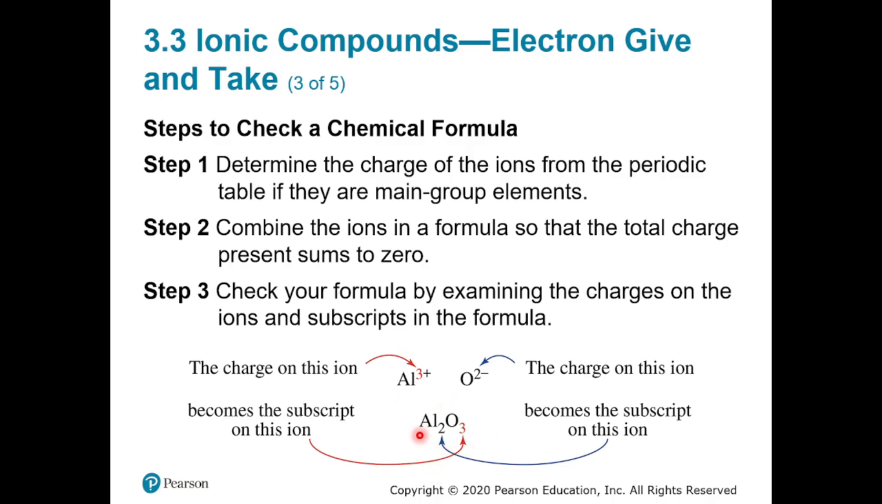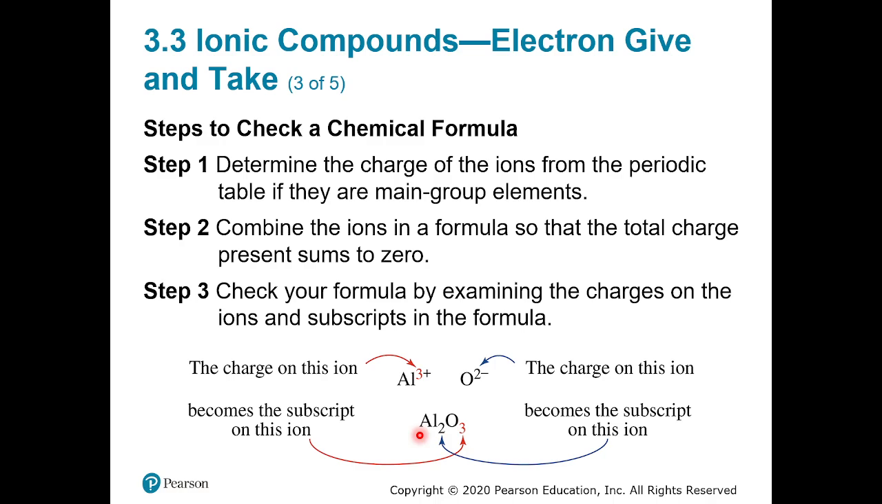Because when we actually name these formulas, this is just going to be called aluminum oxide, period. That's it. It's going to be the metal, and then oxide for the nonmetal. If you just had this written in a sentence, it would be, I have aluminum oxide, and you'd have no idea how many aluminums, no idea how many oxygens. So how can you write the chemical formula from its name?